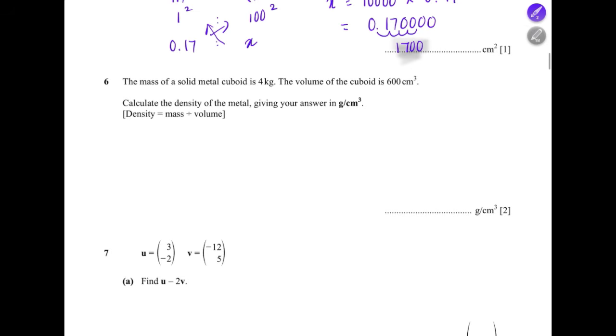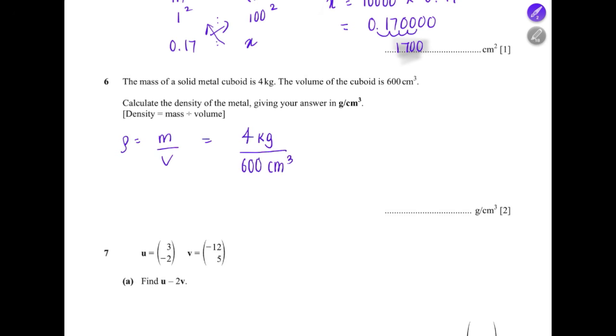Next, a massive solid metal cuboid is 4 kilograms and the volume is 600 centimeter cube. Calculate the density, giving your answer in gram per centimeter cube. So density equals mass divided by volume. This is rho, the symbol of density. You might know it if you're taking physics. Now mass is 4 kilograms, so I'll just write 4 kg divided by volume, which is 600 centimeter cube.